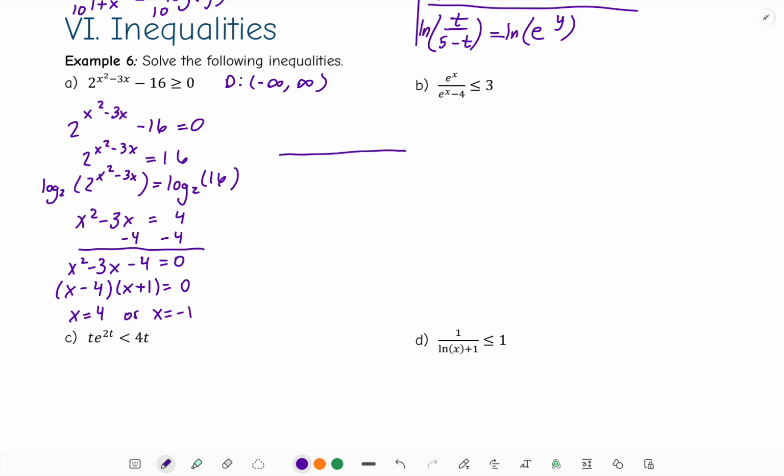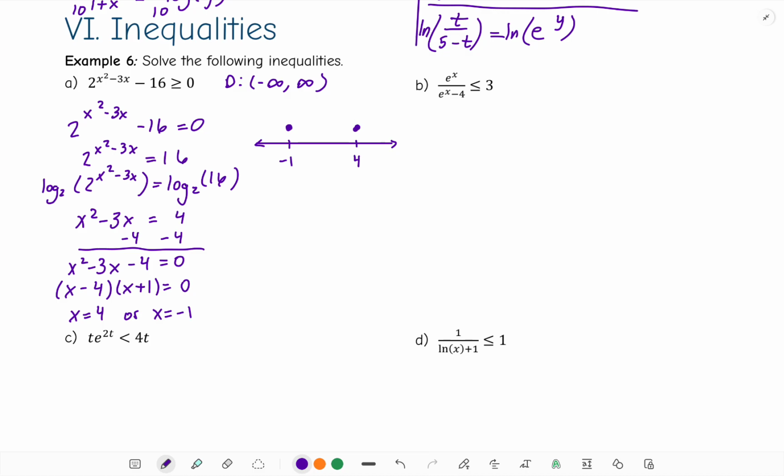So now for our sign chart, we put where it's undefined, so nowhere, and then you put your zeros, so negative 1 and 4. Can we equal the zeros? Well, because of the equal to part of the inequality, yes, we can. So I'm going to put a closed circle above both of those points.